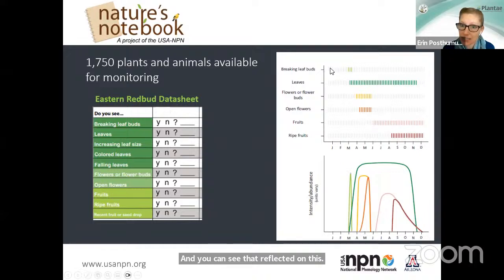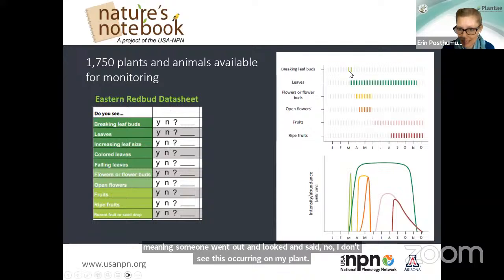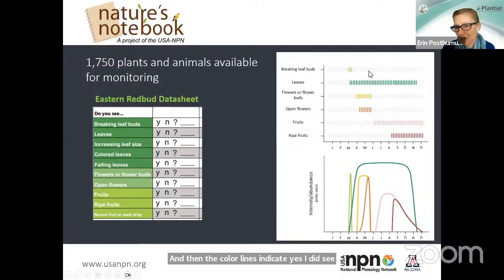So our participants are answering yes or no. This is denoted by the gray lines, meaning someone went out and looked and said, no, I don't see this occurring on my plant. And then the colored lines indicate, yes, I did see that, and then no again. So you can see that period of activity. And this allows us to capture the start of that life cycle stage that's occurring, and then the duration as well. And then these additional intensity questions allow us to capture not only the presence absence of that life cycle stage, but also the degree of the magnitude.